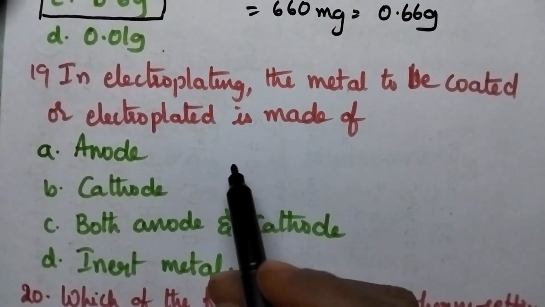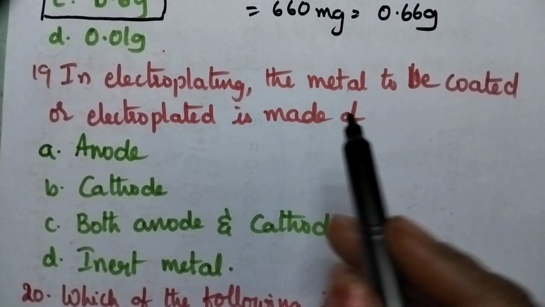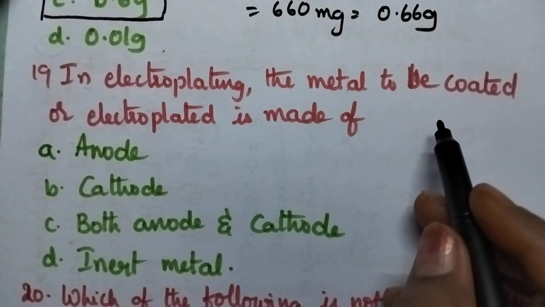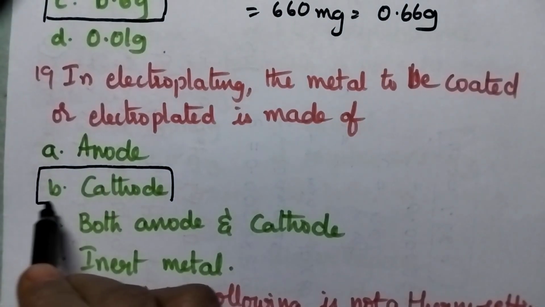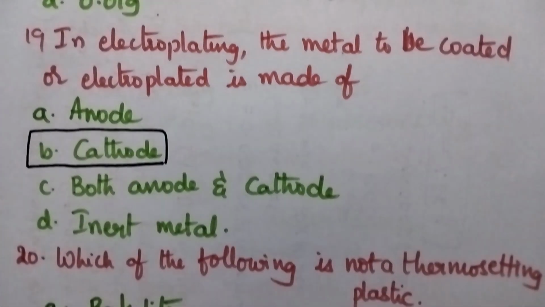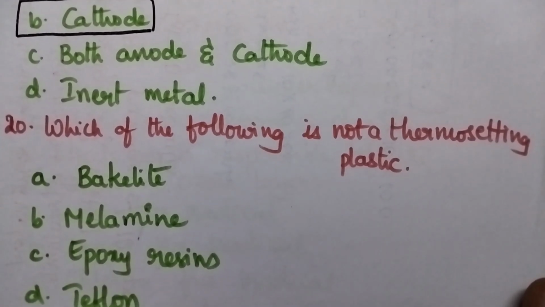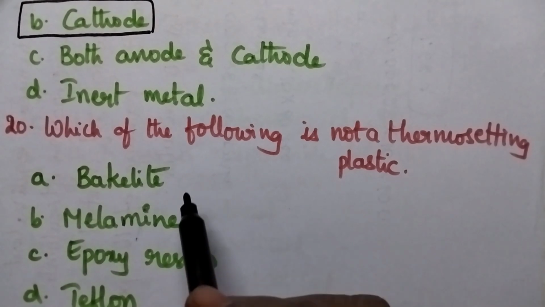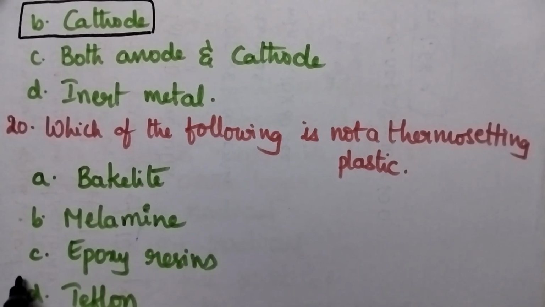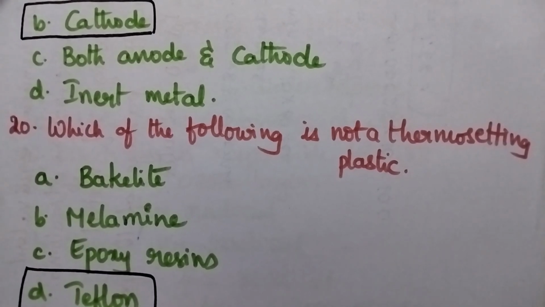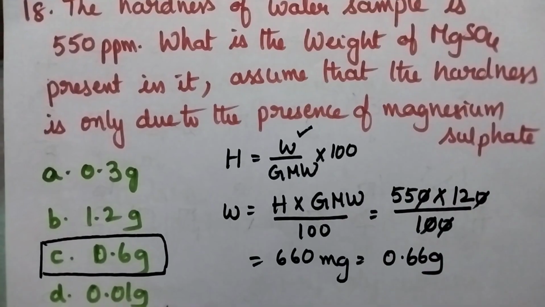In electroplating, the metal to be coated or electroplated is made of. So the article or the metal to be coated is always made as the cathode. So option B is the right answer. Which of the following is not a thermosetting plastic? So bakelite, melamine, epoxy resins, all these are thermosetting plastics. So option D, Teflon, is not a thermoset plastic. It is a thermoplastic.